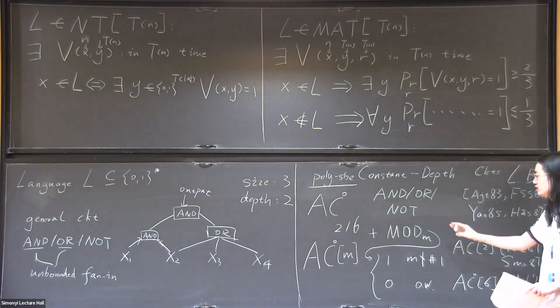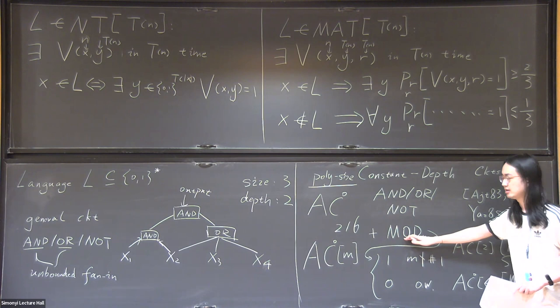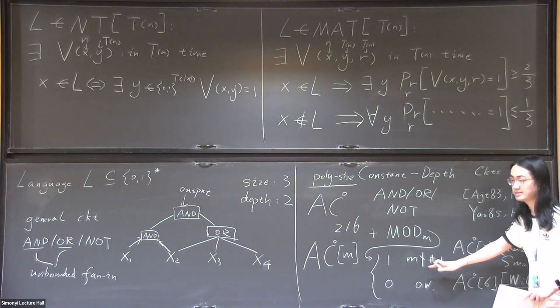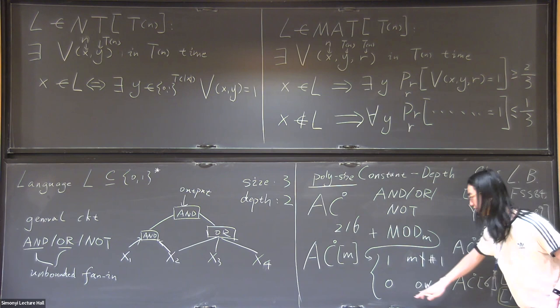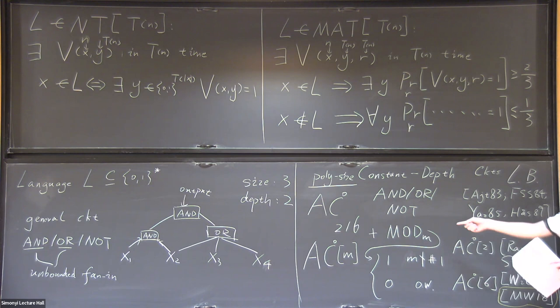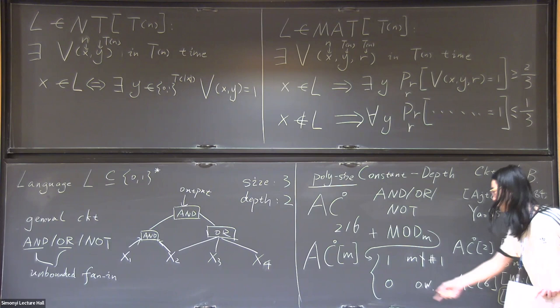A mod M gate is a Boolean function. It looks at how many ones are in the input, and then it outputs one if the parameter M does not divide the number of ones, and it outputs 0 otherwise. So if M is 2, it's actually just parity, right? You output 1 if the number of ones is odd, and otherwise you output 0. But now parity is one of the gates in your circuit.